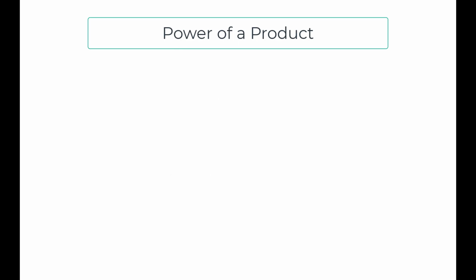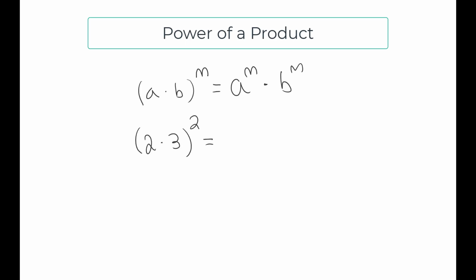The next property we have is called the power of a product, and this states that if we have two numbers, a and b, and they are being multiplied against each other, and they are to the same exponent, say the mth exponent, this would be equivalent to a to the m times b to the m. An example of that would be using, say, 2 and 3, so let's say that's 2 times 3, and we raise that to the 2nd power. This property states that this is equal to 2 squared times 3 squared, which is equal to 4 times 9, which again is equal to 36.